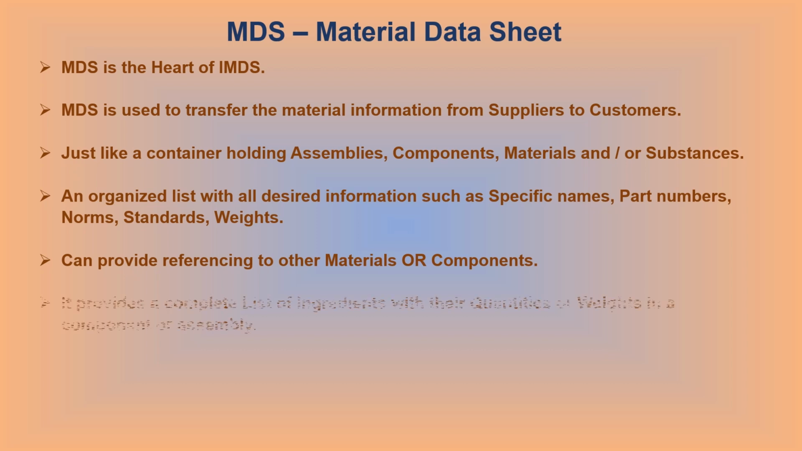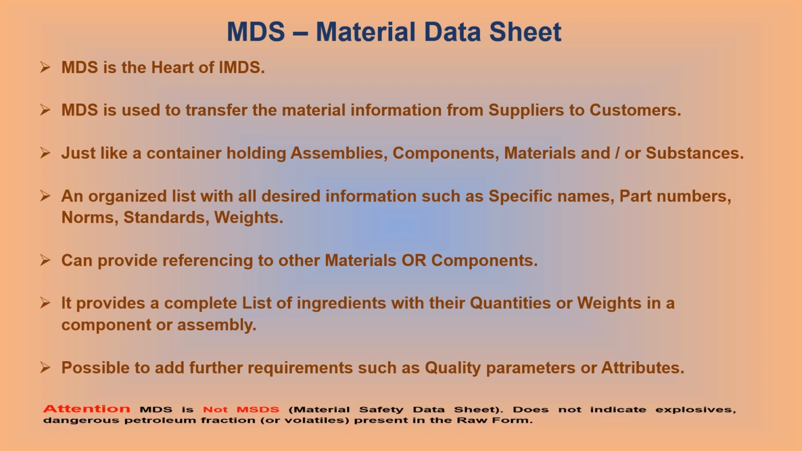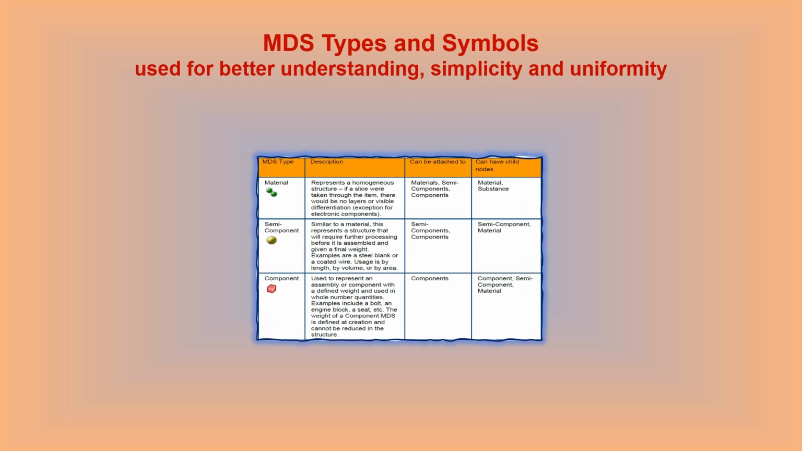It provides a complete list of ingredients with their quantities or weights in a component or assembly. It is possible to add further requirements such as quality parameters or attributes. MDS is not MSDS. It does not indicate explosives or dangerous fractions present in the raw form. Basically, MDS is of three types, namely material, semi-component and component.